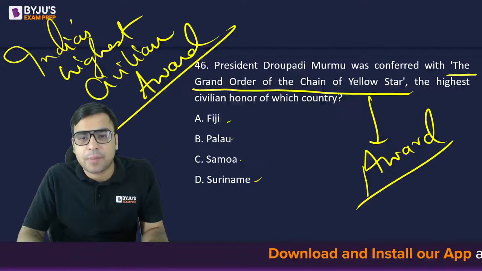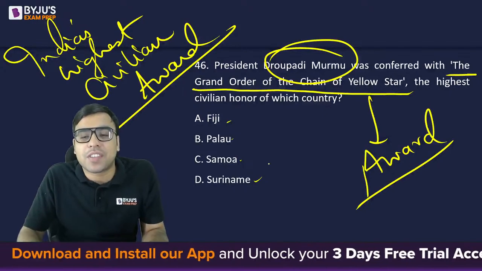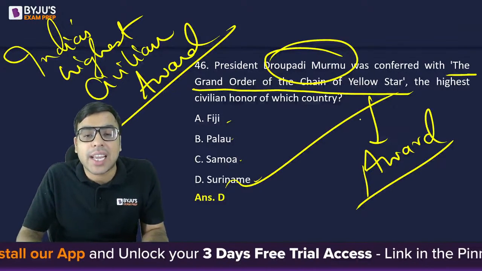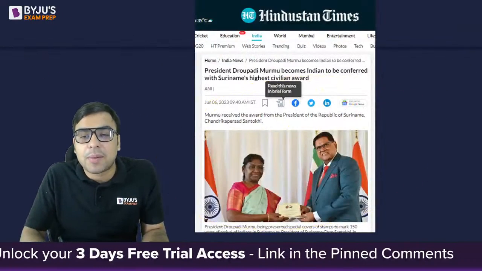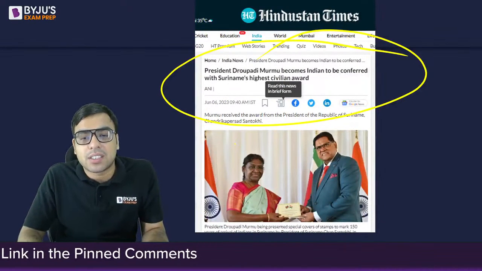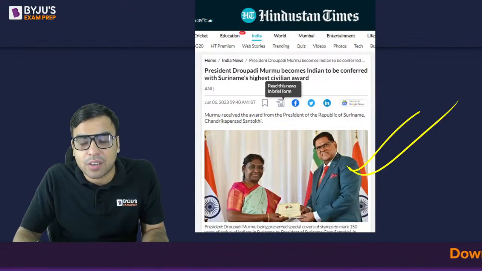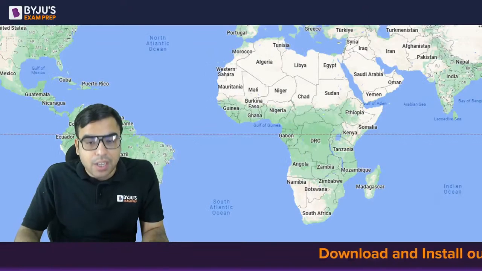ओके, ये बताइए. President Draupadi Murmu has got the Grand Order of the Chain of Yellow Star, which is Suriname's highest civilian award. So you can see it here. President Draupadi Murmu becomes the first Indian to be conferred with Suriname's highest civilian award. ठीक है, so he is actually the president of, or the head of Suriname, president. Yes. आप देख सकते हो.